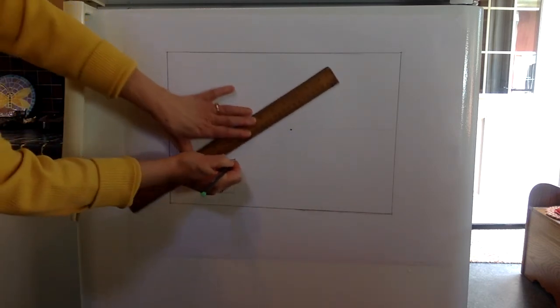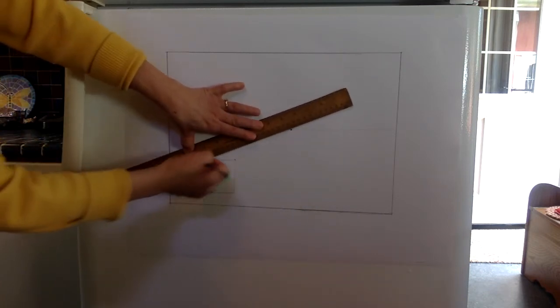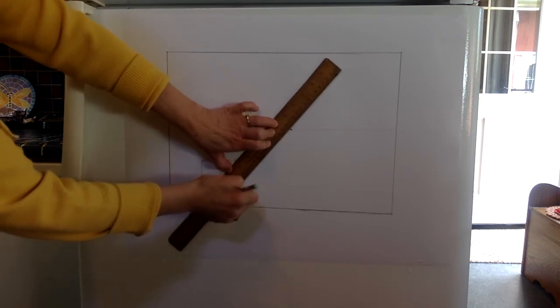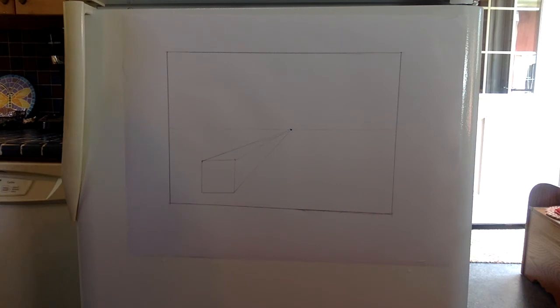I'm going to take this to the point. That one's a little crooked. And I'll take this one. So three nice, perfectly straight lines going right to the vanishing point. Now it almost looks 3D, if you can hopefully see that.